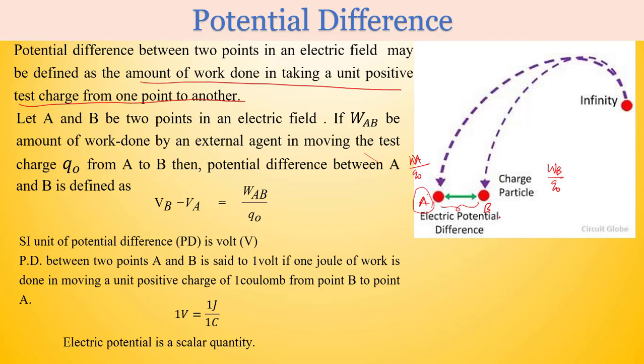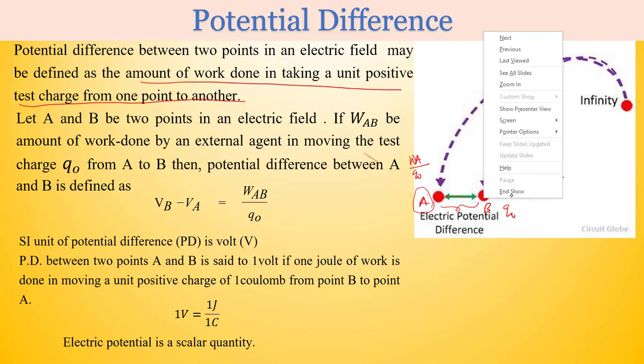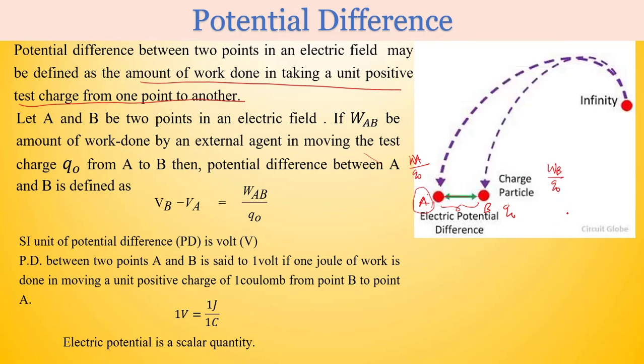In other words, take the unit positive test charge at one point, that is Q naught charge, let us take at this point, and bring that unit positive test charge to the other point. So how much work is done? Let us suppose the work done is WAB. You have brought the charge from point B to point A, and the total work done when you are bringing from point B to point A is WAB. Then how much charge have you brought? Q naught charge. So this work done per unit charge is also called the potential difference between these 2 points.